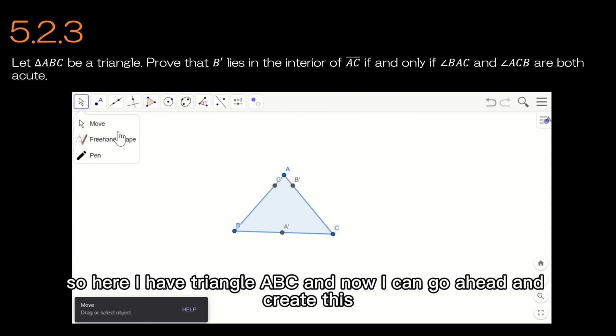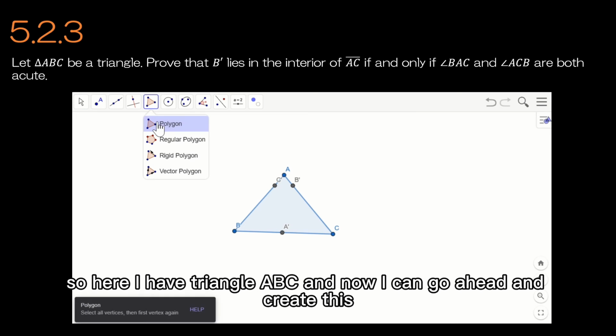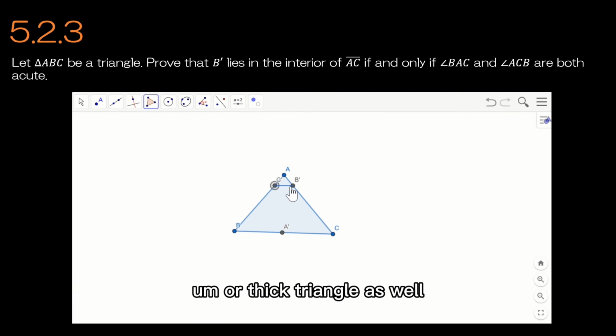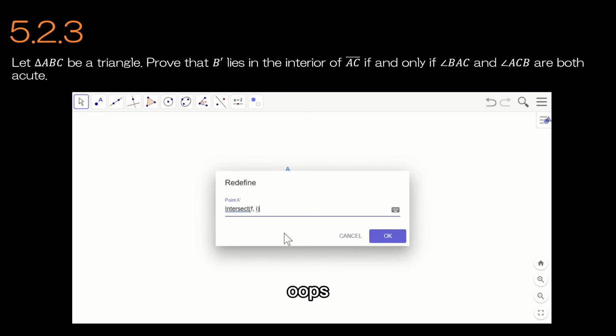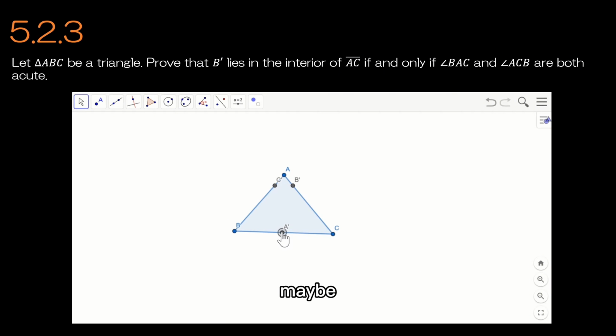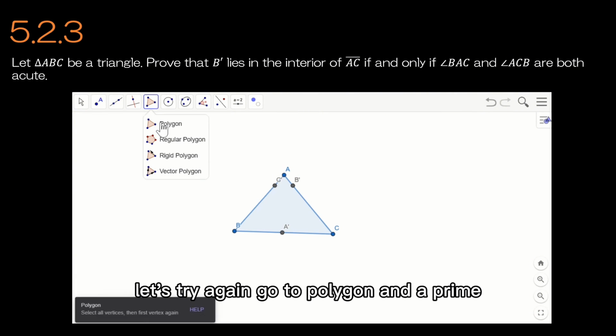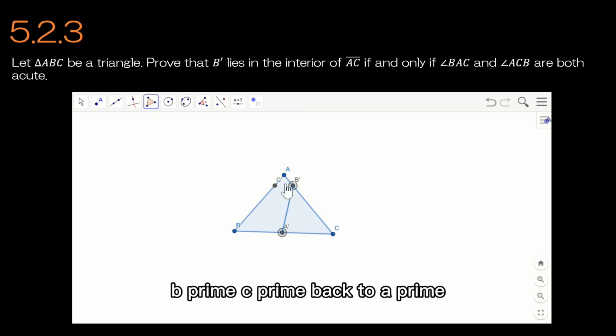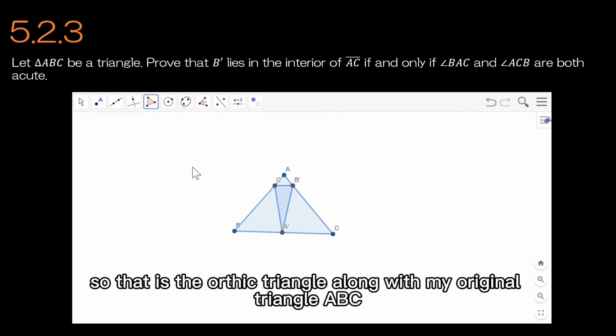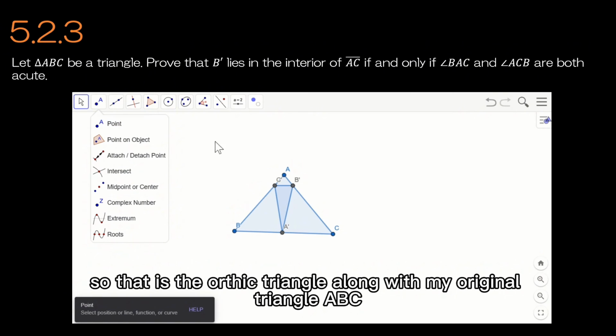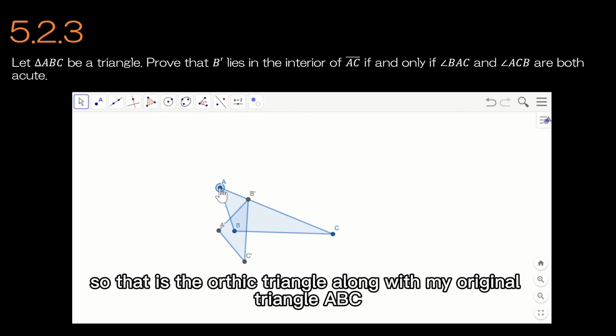So here I have triangle ABC, and now I can go ahead and create this orthic triangle as well. Whoops, maybe. Let's try again. Go to polygon and A prime, B prime, C prime, back to A prime. So that is the orthic triangle along with my original triangle ABC.